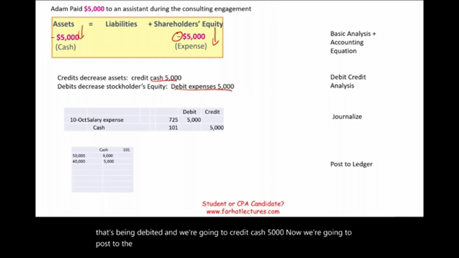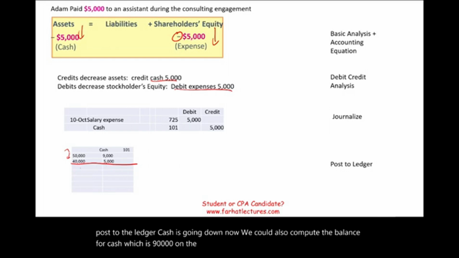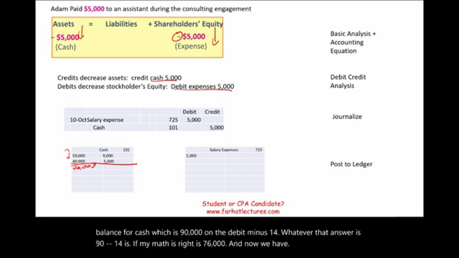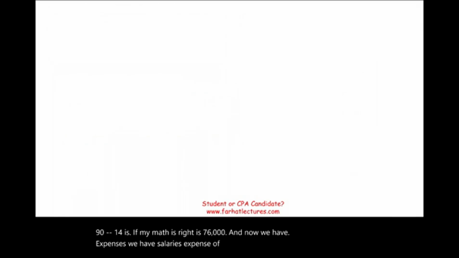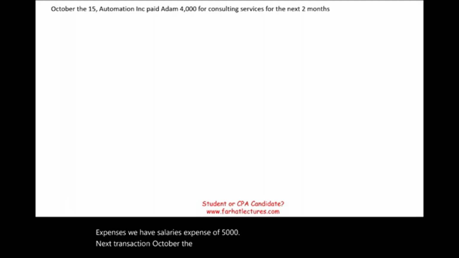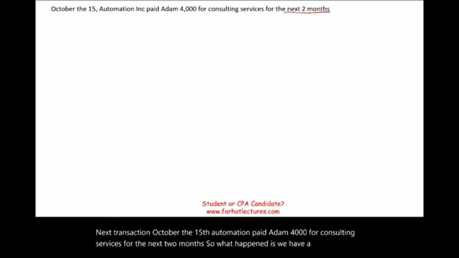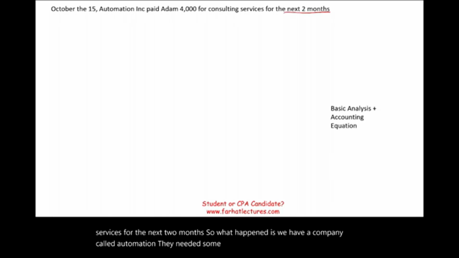Cash is going down. Now we could also compute the balance for cash, which is 90,000 on the debit minus 14, whatever that answer is. 90 minus 14 is, if my math is right, 76,000. And now we have expenses. We have salaries expense of 5,000. Next transaction, October the 15th, Automation paid Adam $4,000 for consulting services for the next 2 months. So what happened is we have a company called Automation. They needed some consulting services, but they paid Adam up front.